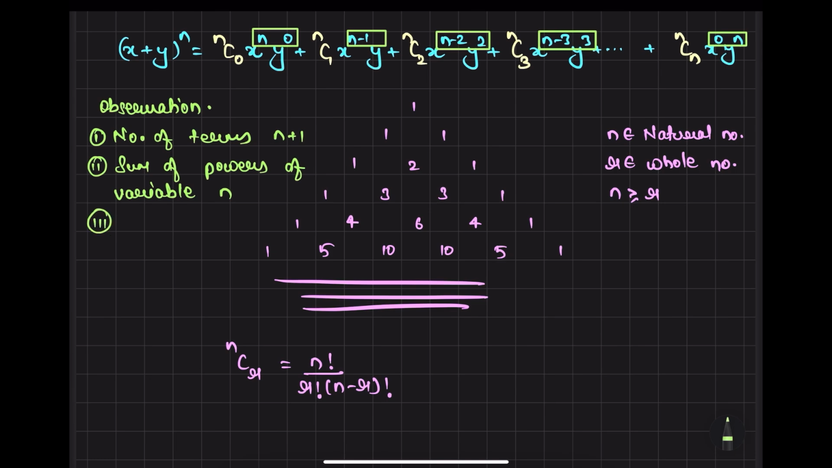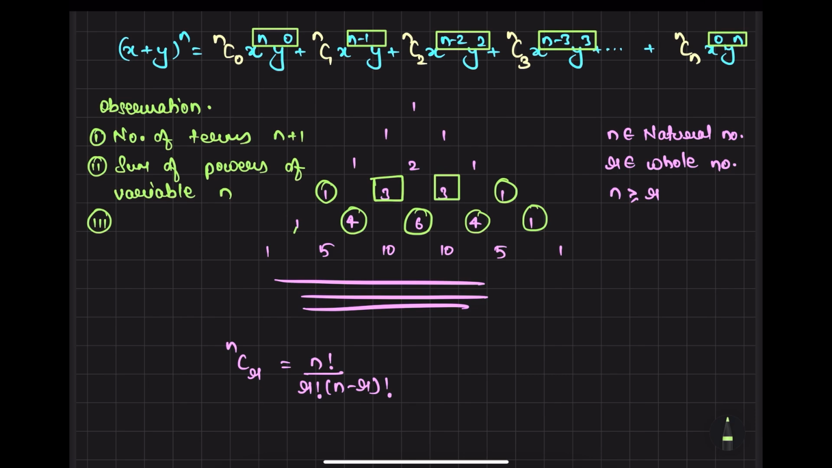Next thing. Can I say that the coefficient will be symmetric from start and end? Look at this. Start is 1, end is 1. Second term is 3, second last term is also 3. First term is 1, last term is also 1. Second term is 2, 4. Second last term is 4. Third term is 6, third last term is also 6.